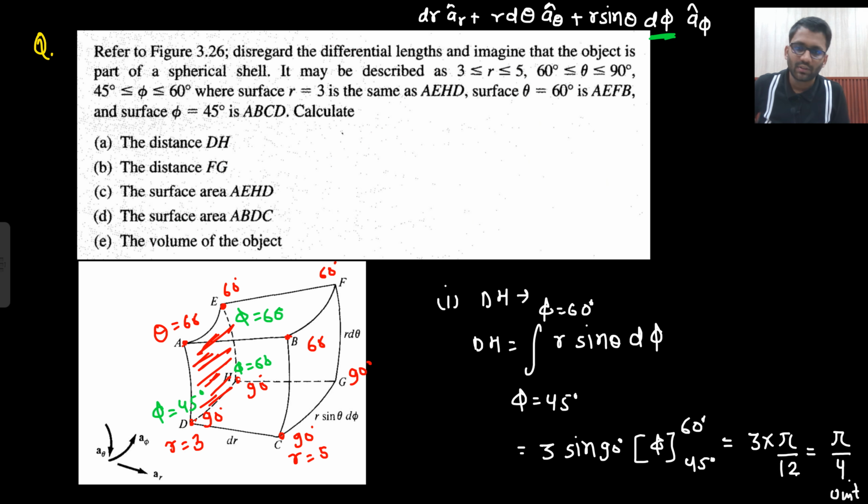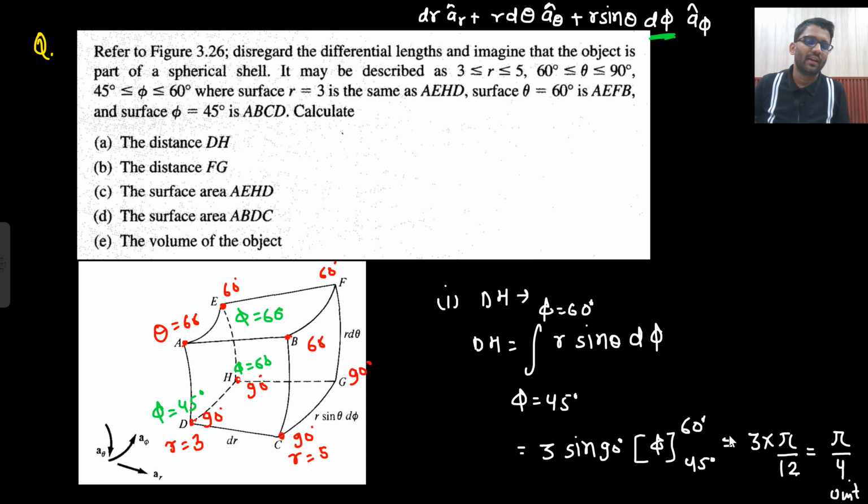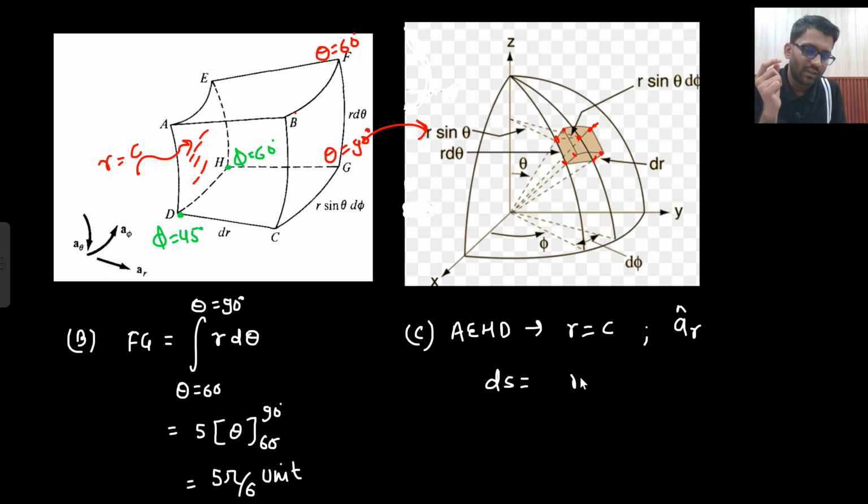Let's not ruin this diagram. Let's make it more clear. Otherwise, when you revise the notes, you will not be able to understand. Now you will be able to understand that the equation of this plane AEHD is R equals to constant. If R is equal to constant, then what will be my ds? Because here the perpendicular vector will be a_r. So forget about a_r, this will be your ds. So what would that be? R square sin theta d theta d phi.